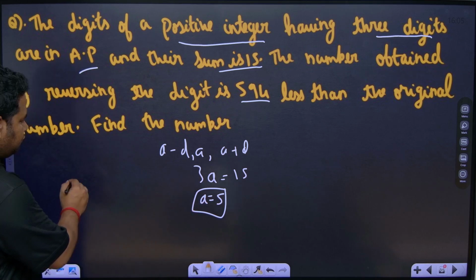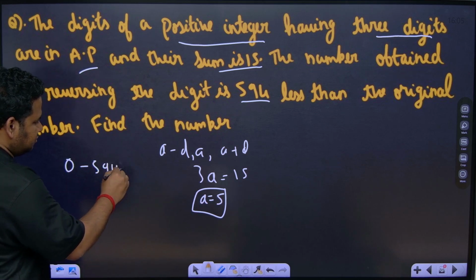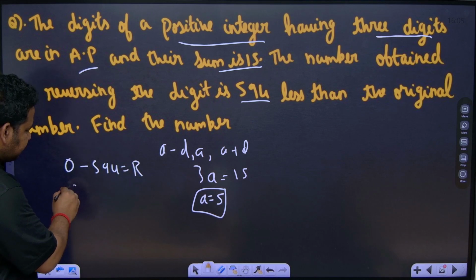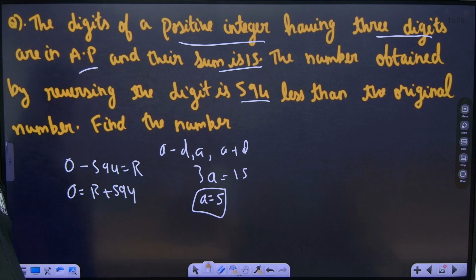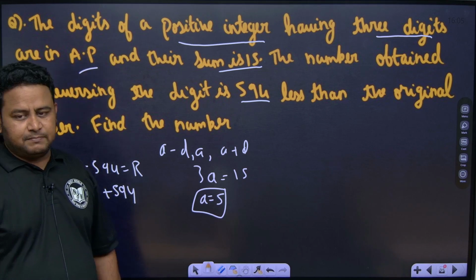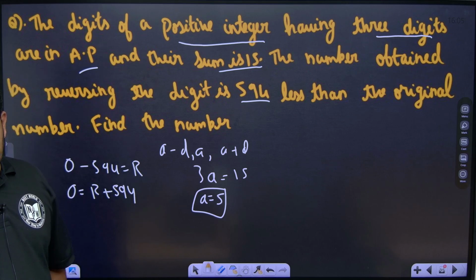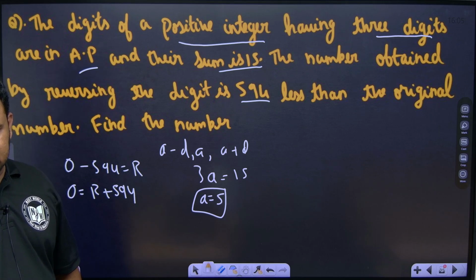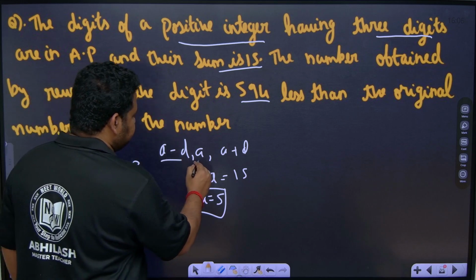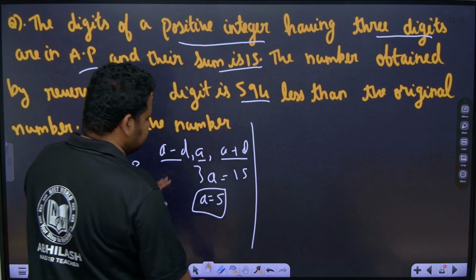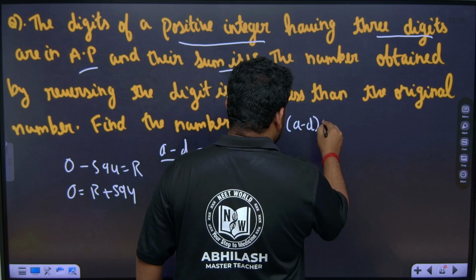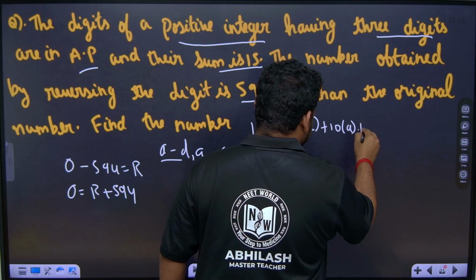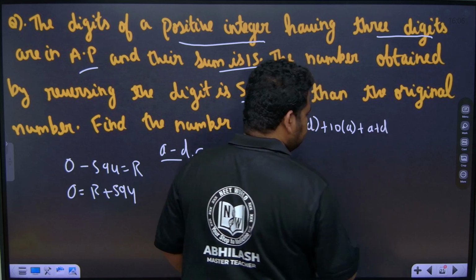So I can write it as original minus 594 is equal to reverse, correct? Or I can also write it as original is equal to reverse plus 594. But one thing you must remember, when writing 3-digit numbers in school, you multiply the hundreds place by 100, the tens place by 10, and the units place by 1. So the 3-digit number is 100 into (a minus d) plus 10 into a plus 1 into (a plus d).